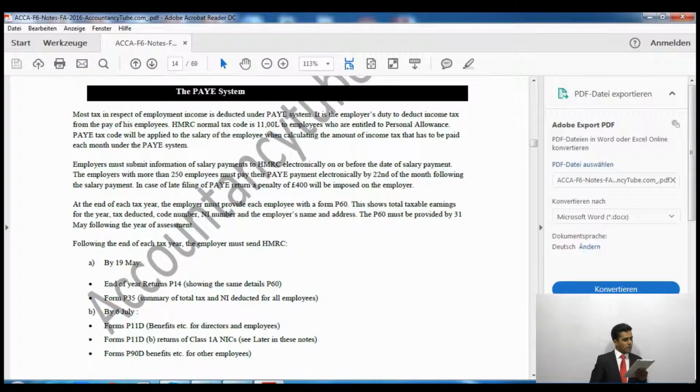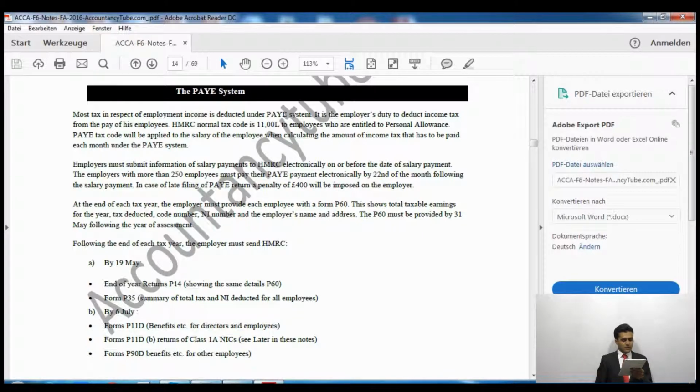By 6th of July, however, you will have to submit three forms, which are P11D, P11D(B), and also P9D as well. P9D is for normal employees, whereas P11D is for the benefits of directors and special employees. And P11D(B) is a return of Class 1A NICs, which is for benefits. We'll study that in the next videos when we study the national insurance contributions, which, as I said, is another type of tax we have to study.